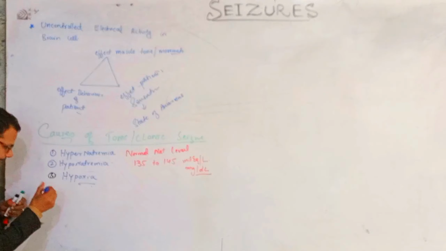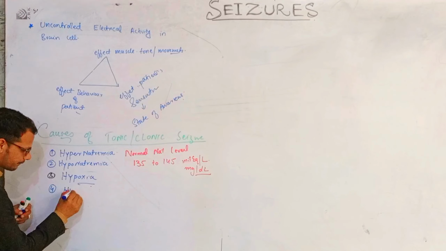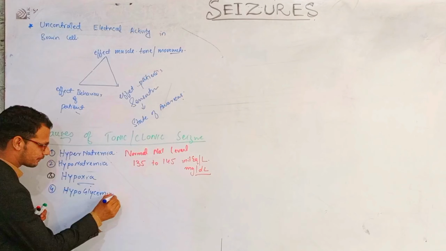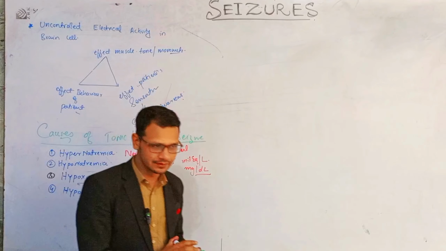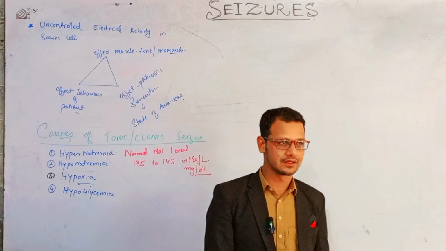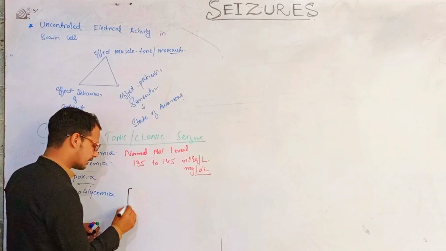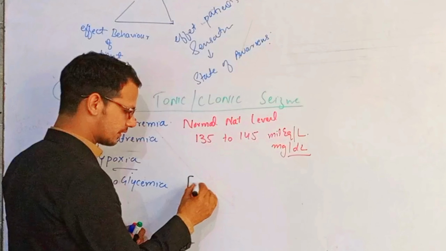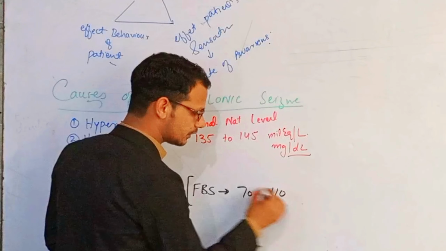The next is hypoglycemia. These two are very important. Hypoglycemia means decreased sugar level in the body. Decreased sugar level means that normally in RBS, our fasting blood sugar level is from 70 to 110.